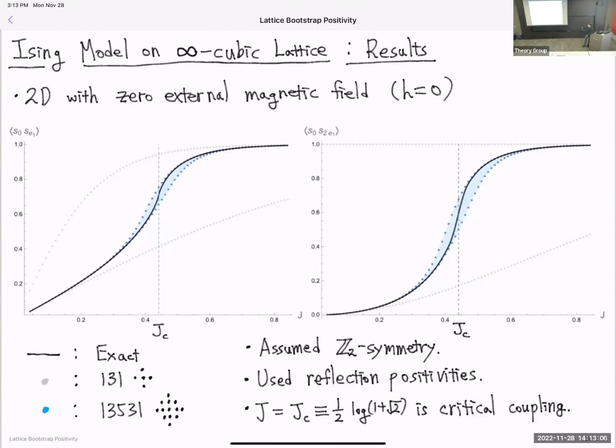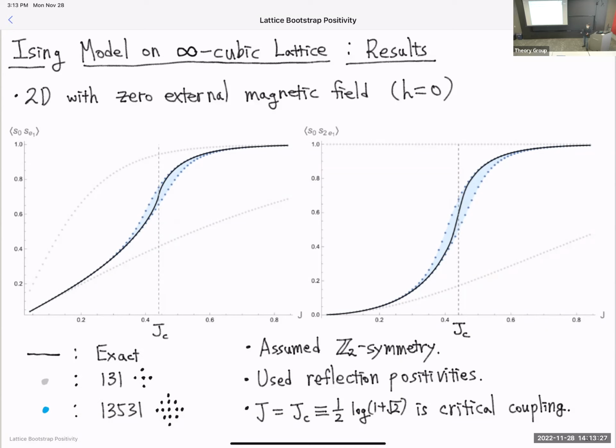And this is the bound for the next-to-nearest neighbor interaction spin correlator. And it's still pretty good. You can see that the bounds are actually the weakest around the critical point. So famously in the Ising model, you have a critical temperature, which is associated with the spontaneous magnetization.